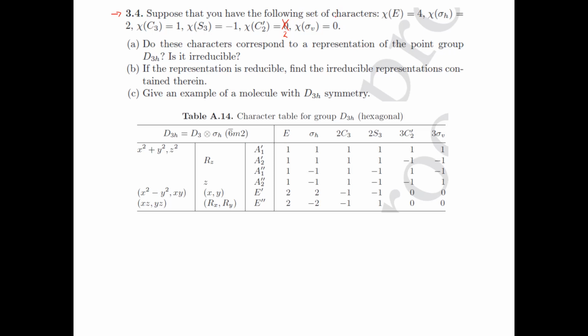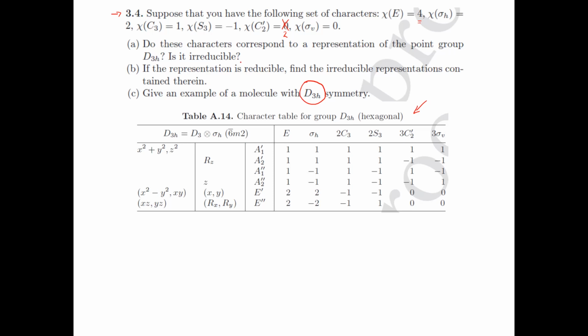You have a given representation with the following set of characters. Then it gives you the character for the identity, for sigma H, for C3, for S3, for C2 prime, and for sigma V. This problem corresponds to the D3H point group, and the character table of the D3H group is here. So the first question is, do these characters correspond to a representation of the point group, and is it reducible?